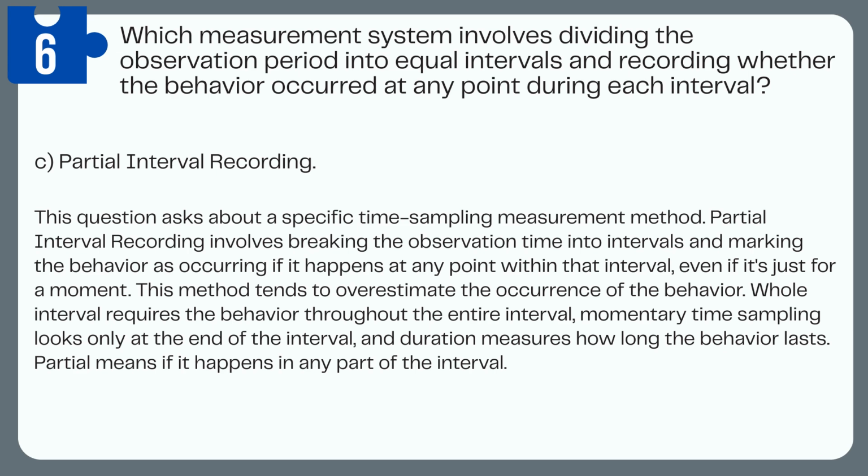Partial interval recording involves breaking the observation time into intervals and marking the behavior as occurring if it happens at any point within that interval, even if it's just for a moment. This method tends to overestimate the occurrence of the behavior. Whole interval requires the behavior throughout the entire interval. Momentary time sampling looks only at the end of the interval, and duration measures how long the behavior lasts. Partial means if it happens in any part of the interval.